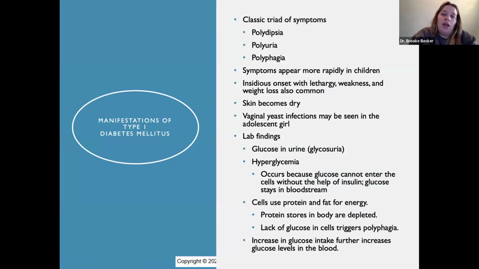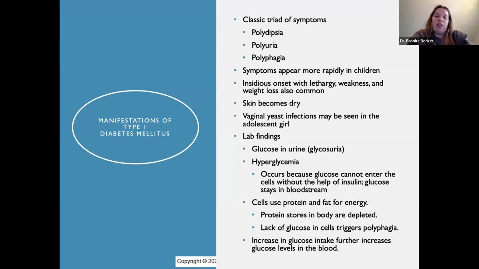Okay, classic symptoms of type 1 diabetes: polydipsia, so they're always thirsty. Polyuria, so they're urinating frequently. And polyphagia, they're always hungry. Symptoms happen a lot more quickly in children. Usually they've had some weakness, some lethargy, and weight loss.